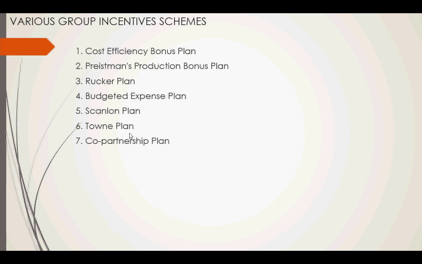Number one, cost efficiency bonus plan, Priestman's production bonus plan, Rucker plan, budgeted expense plan, Scanlon plan, Tony plan, co-partnership plan. So these are the 7 different kinds of group incentive schemes which are being implemented by most of the business firms. So now let's understand these one by one.